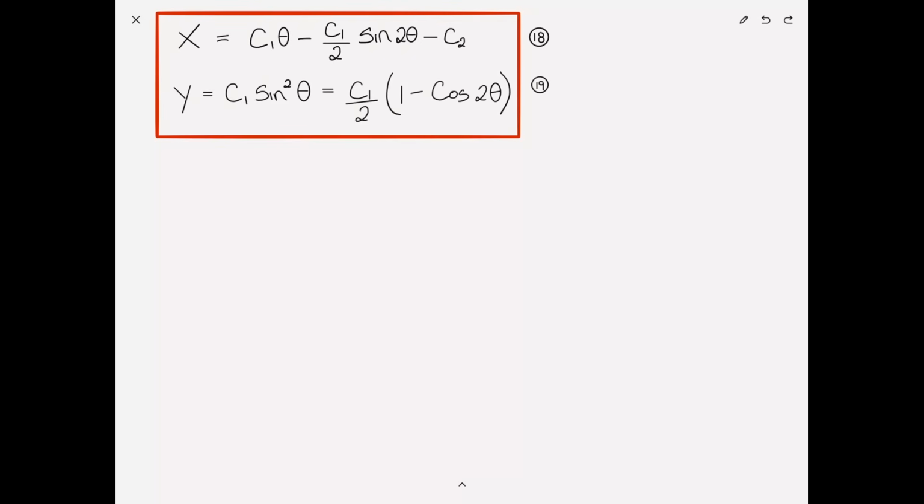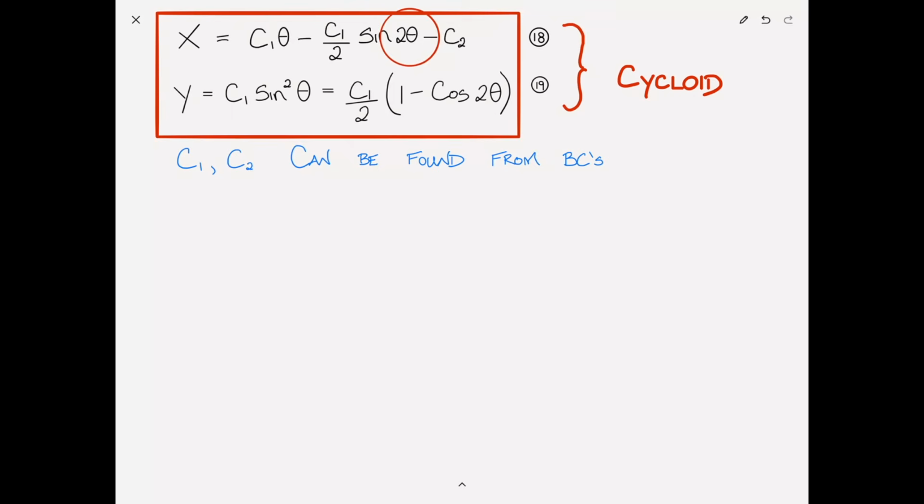And then, of course, c1 and c2 can be found using the boundary conditions. Now, these equations, 18 and 19, are known to be equations for a cycloid. It's a shape known as a cycloid. And this is the parameterized form of the cycloid equations because it's written in terms of the parameter theta.